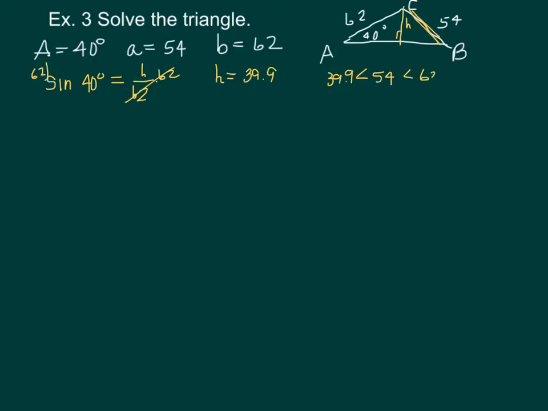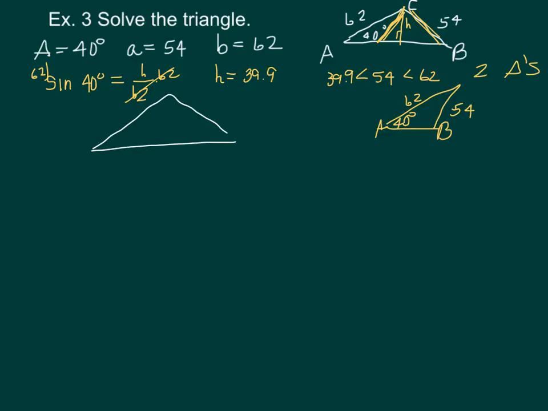Now, because this side length is between my altitude and my other side, that means another triangle can be drawn here to make it obtuse. So you're going to have two triangles that you're solving for. So you'll have your obtuse triangle, in which angle A is still 40, little a is still 54, and little b is still 62. And then you'll have your original triangle, which they gave us.